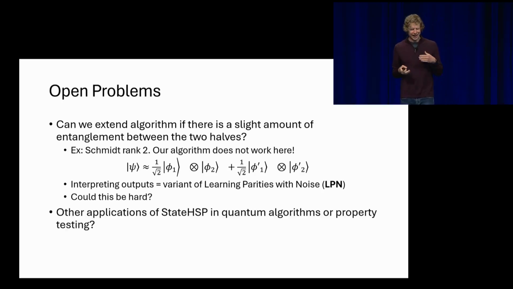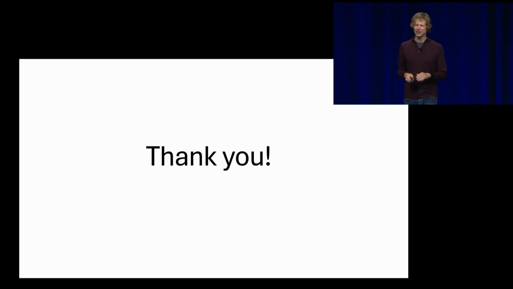And second, I think another question is, are there other applications of the state hidden subgroup problem somewhere else in quantum algorithms or quantum property testing? The notion of having a state that's invariant under some symmetries is a very natural type of problem in physics. There's been a lot of interesting works on the complexity of symmetrical problems and things like this. So I think there's a great question if our work will find some other applications out there in quantum info. All right, I'm out of time, so thank you very much.